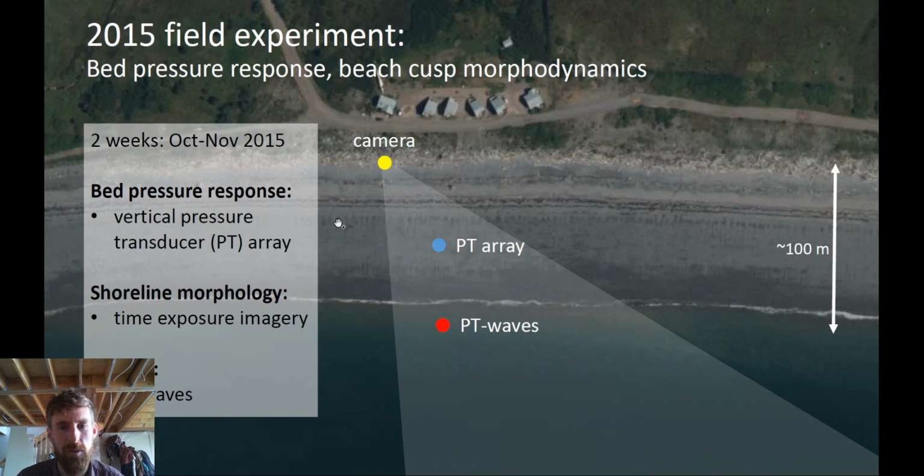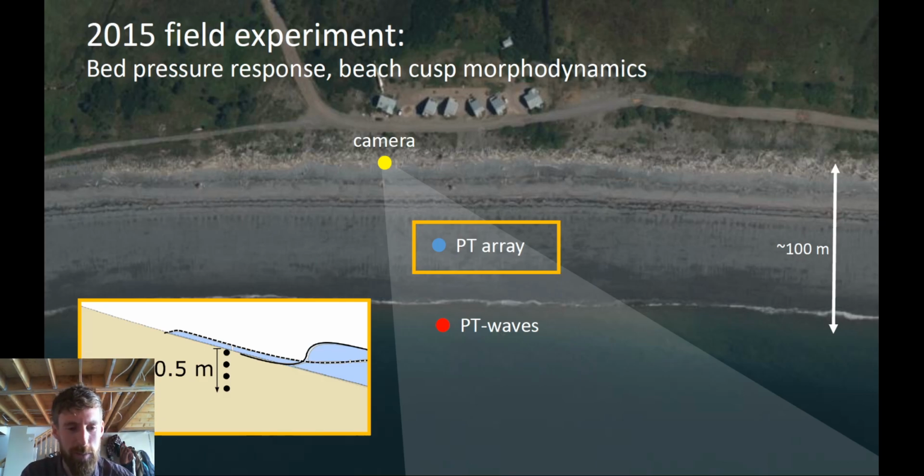And then the beach cusp morphodynamics component we investigated using this tower-mounted camera on the beach crest, which looked out seaward over the beach. So we used time exposure type imagery to look at the changing shape of the shoreline and track cusp evolution. And the forcing we characterized using a pressure transducer mounted near the low tide level, shown here by this red dot. And if you can't see what's in the bottom corner here because it's behind my face, this just indicates that the forcing was collected using this pressure sensor.